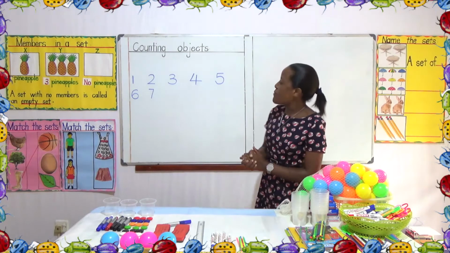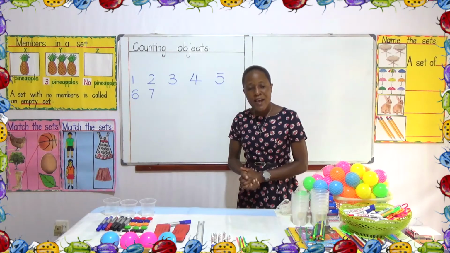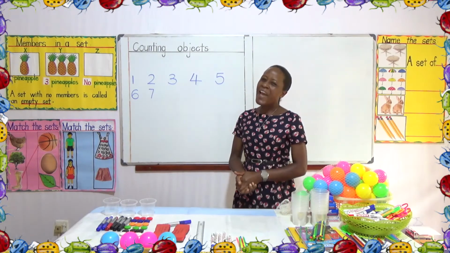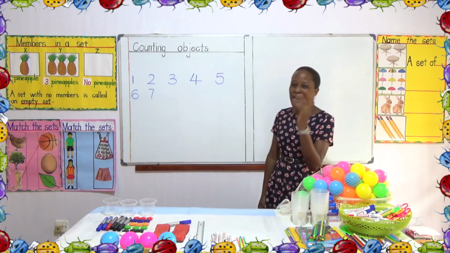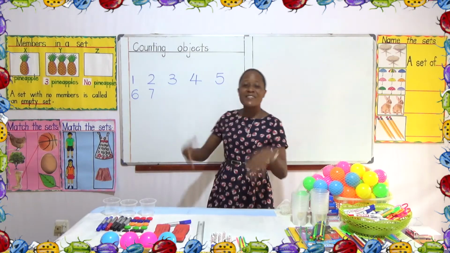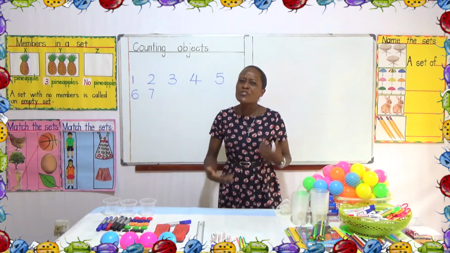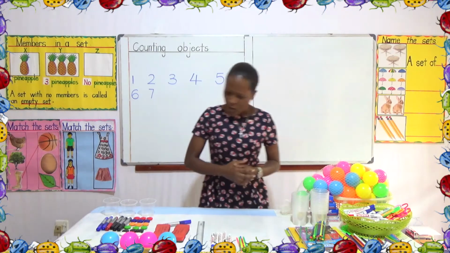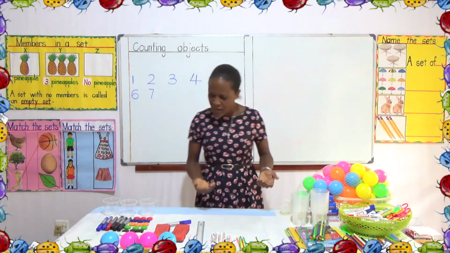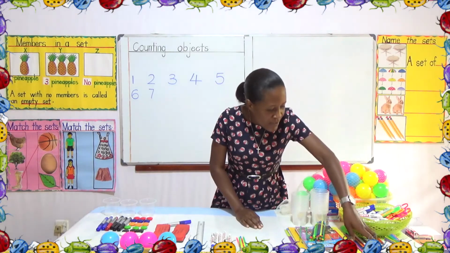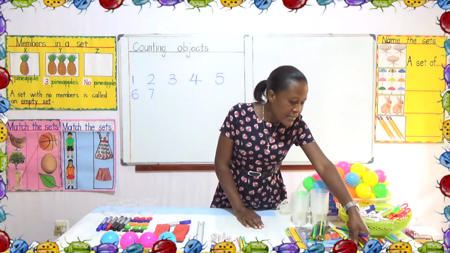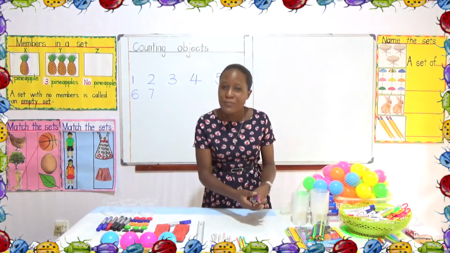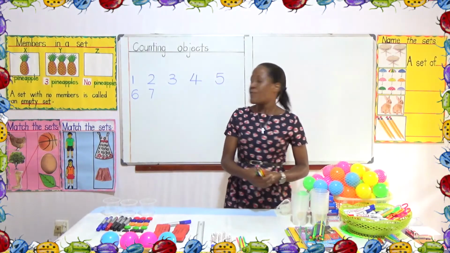What is the next number after 7? I'm sorry, I have given you the answer. Okay, the next number is 8. Can we count 8 objects? What should we count now? Let me count colored pencils. 8 of them. We want to count 8 of them.